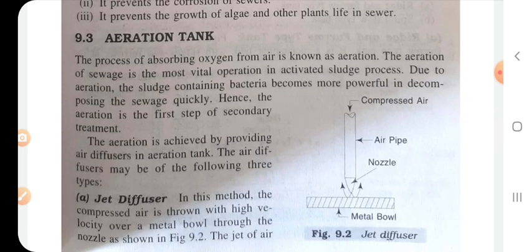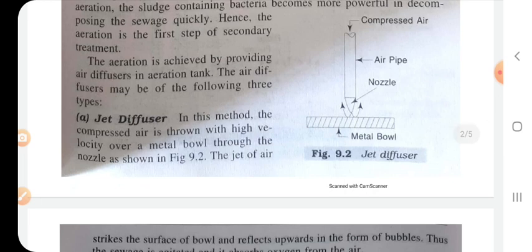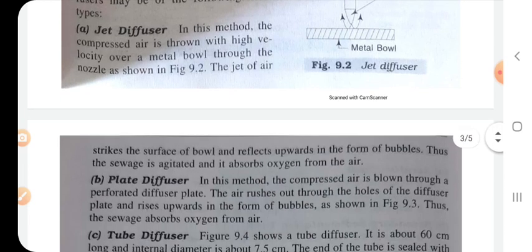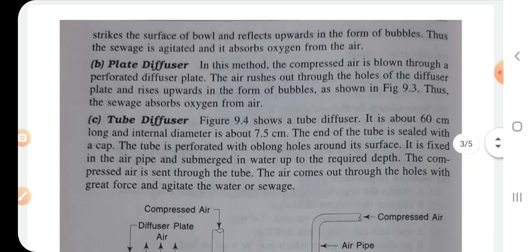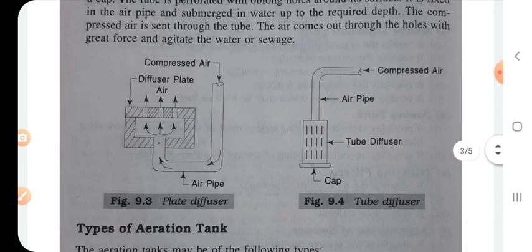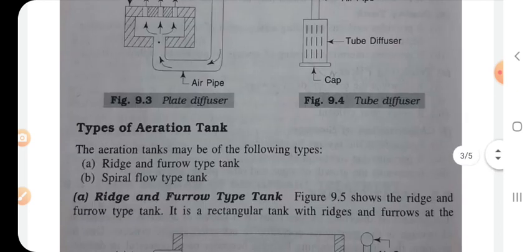Aeration tank: the process of absorbing oxygen from air is known as aeration. This aeration of sewage is the most vital operation in the activated sludge process. Due to aeration, sludge containing bacteria becomes more powerful and decomposes the sewage quickly. Hence aeration is the first step of secondary treatment. Aeration is achieved by providing air diffusion in the aeration tank: jet diffuser, plate diffuser, tube diffuser.